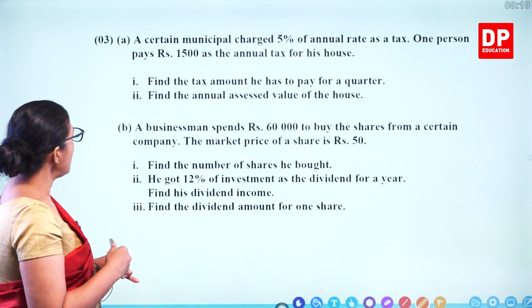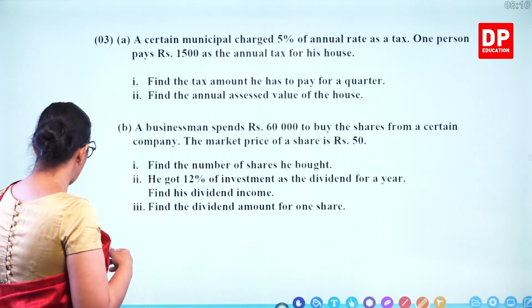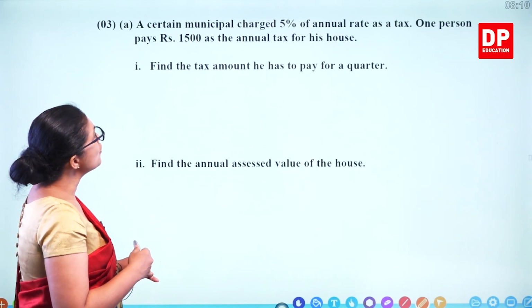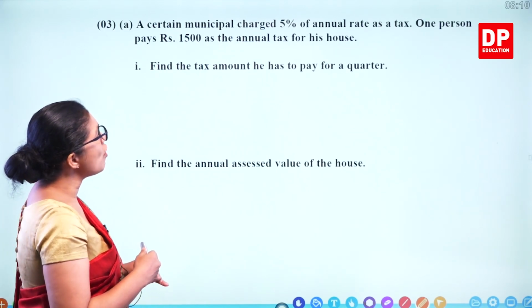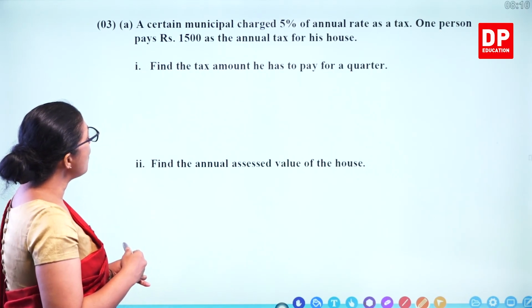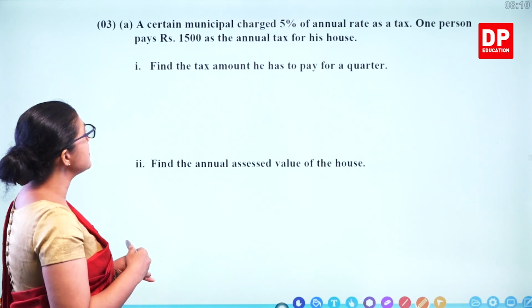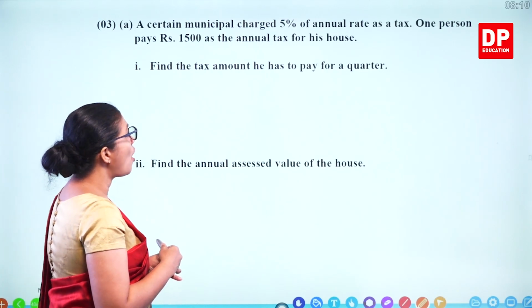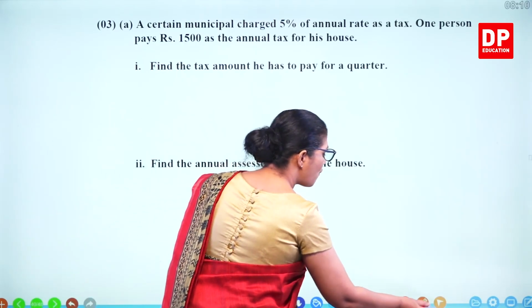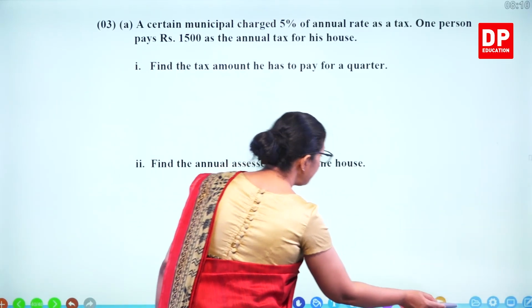Part A 2 parts and Part B 3 parts. So we'll do step by step. Part A. A certain municipal charged 5% of annual rate as a tax. One person pays 1,500 as the annual tax for his house. Find the tax amount he has to pay for a quarter. Quarter means 1/4 of its value.